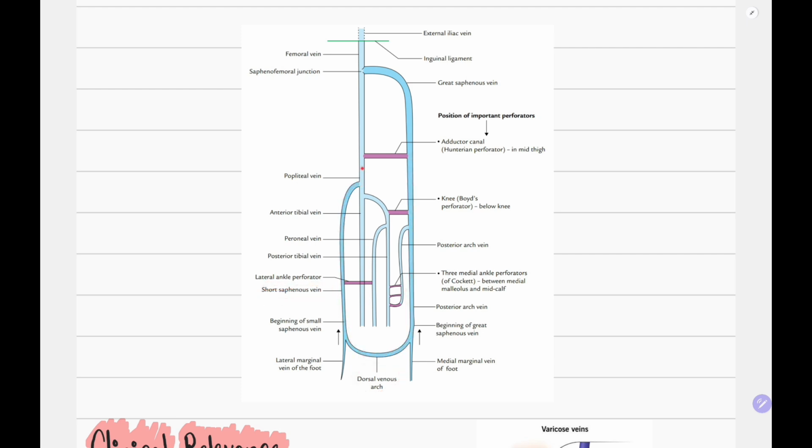The popliteal vein also gives a branch known as the anterior tibial vein and the posterior tibial vein. Right here is the anterior tibial vein and here is the posterior tibial vein. These veins form another important perforator known as the knee perforator or Boyd's perforator, which is present below the knee joint.